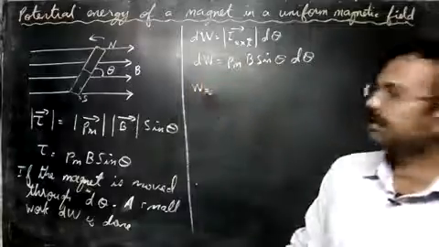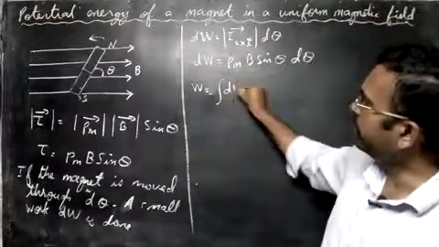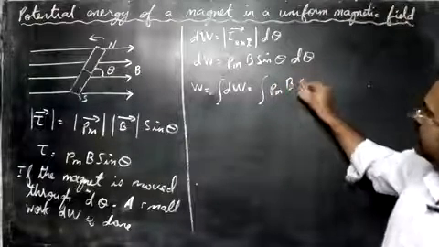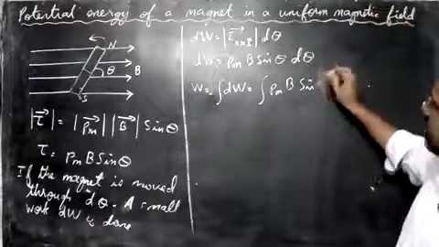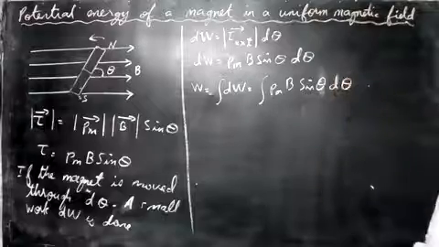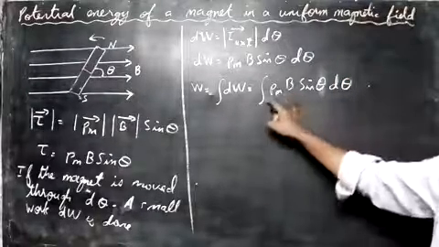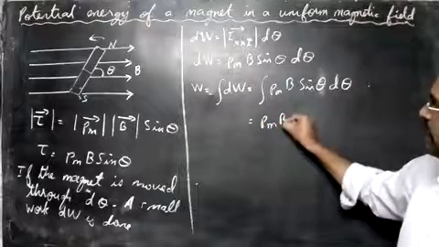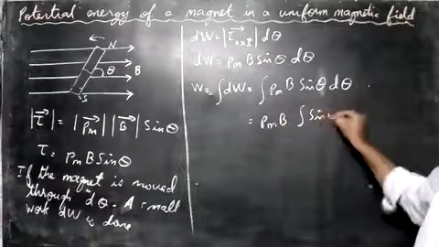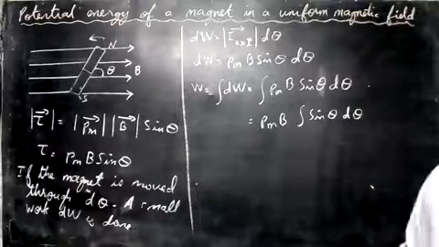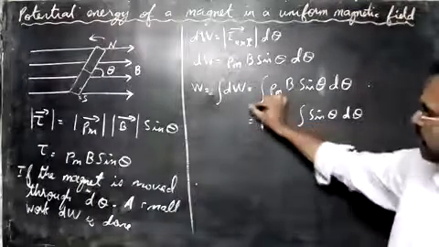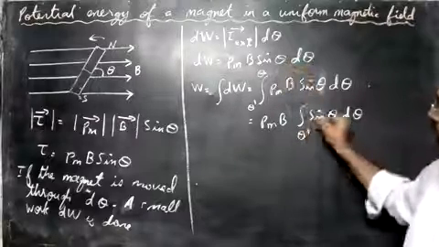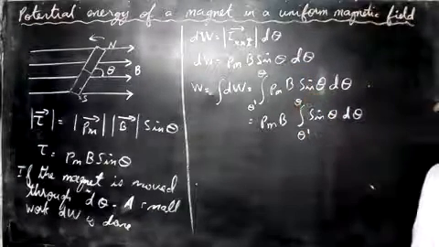So the total work done is equal to the integration of dW. When we integrate the left side, we integrate the right side also: Pm B sine theta d theta. You can take the constant terms outside, since the dipole moment Pm is constant and the magnetic field is constant. So we get Pm B times the integration of sine theta d theta. We must write the limits now. The lower limit is theta dash, the initial angle, and the final limit is theta.